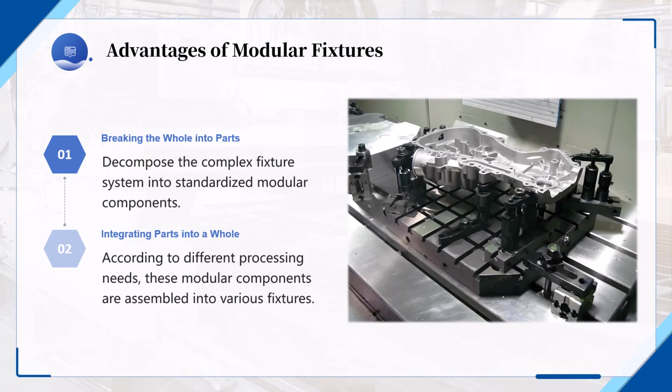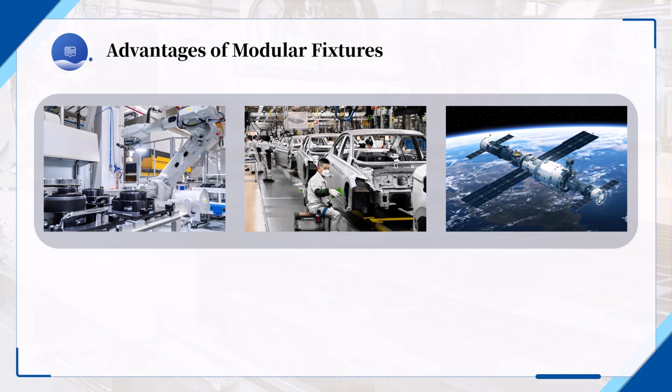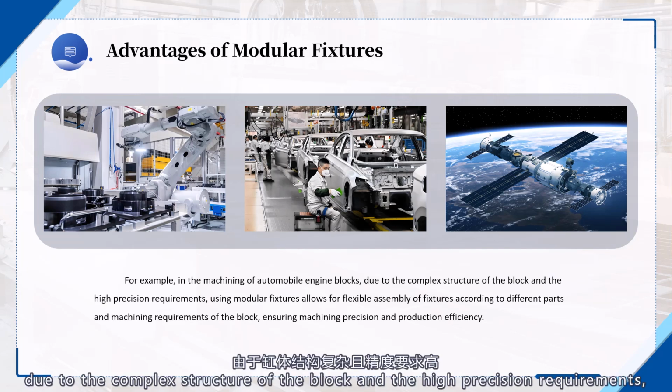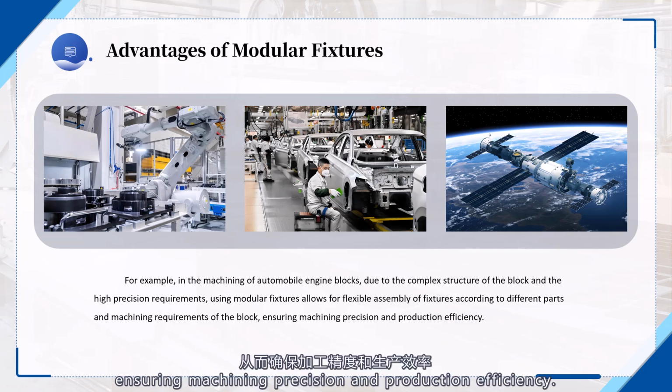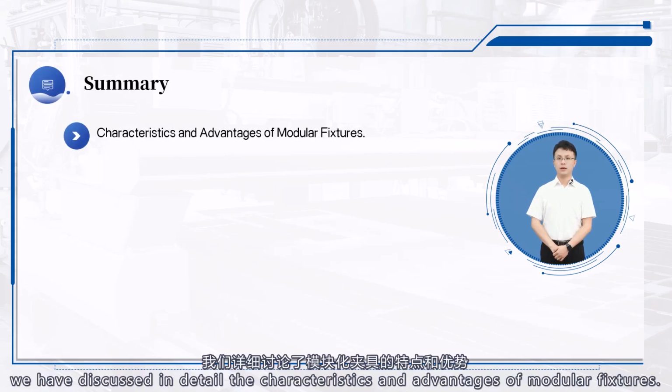This dialectical thinking not only reflects a scientific design philosophy, but also brings great convenience to the production and management of enterprises. In practical applications, modular fixtures are widely used in fields such as machinery manufacturing, automotive manufacturing, and aerospace. For example, in the machining of automobile engine blocks, due to the complex structure of the block and the high precision requirements, modular fixtures can be flexibly assembled according to different parts and machining requirements of the block, ensuring machining precision and production efficiency.